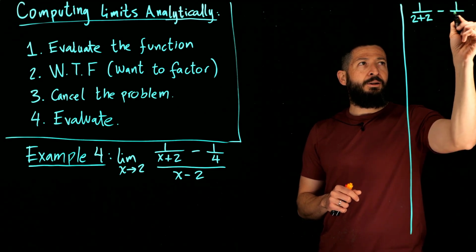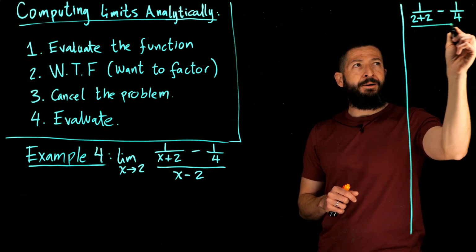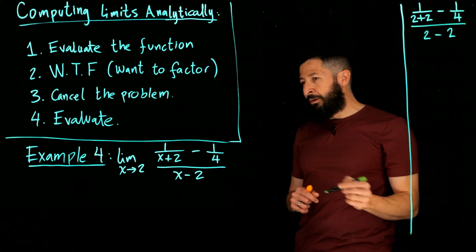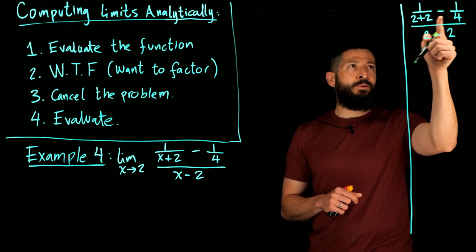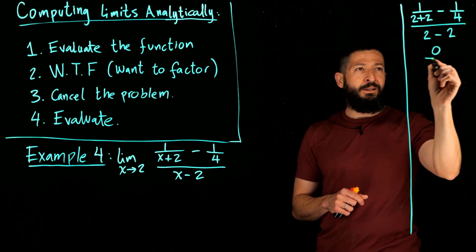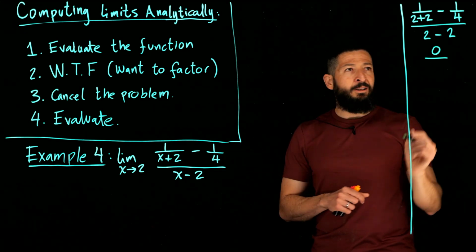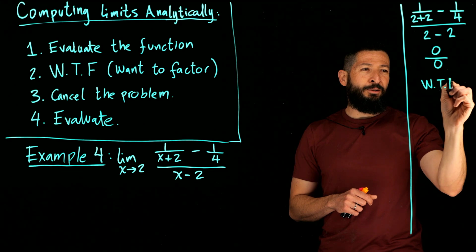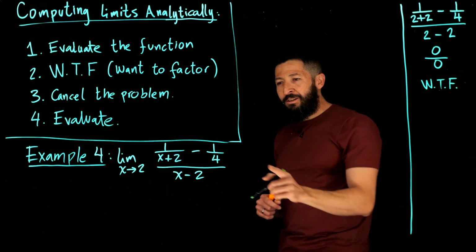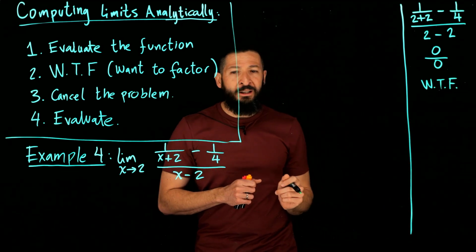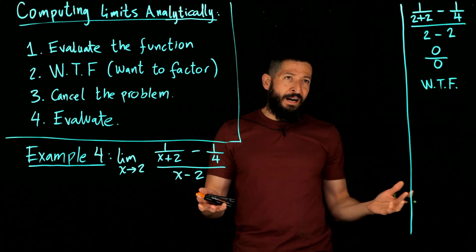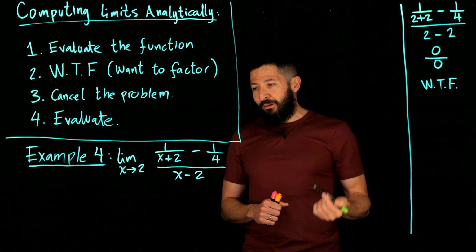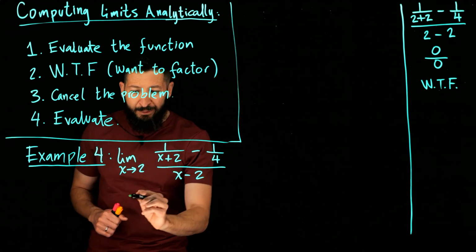minus 1/4 divided by 2 minus 2. So when you look at what you have there, you have 1/4 minus 1/4 is a 0, divided by 2 minus 2, 0 again. So yeah, you want to factor, but first you want to do some common denominator here because you have fractions. Whenever you have fractions, you want common denominators. So let's go ahead and see what happens here.